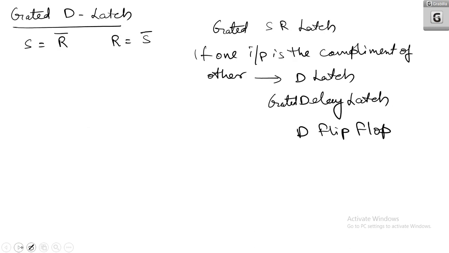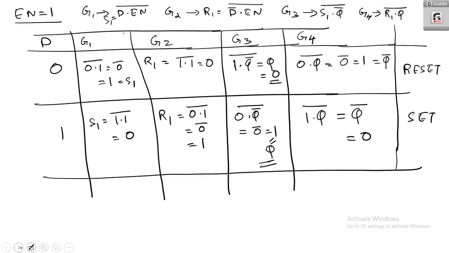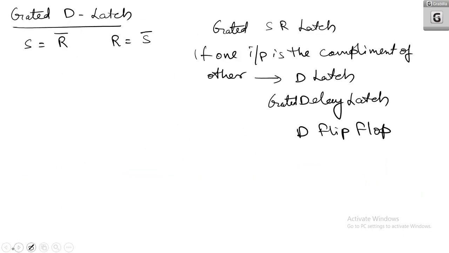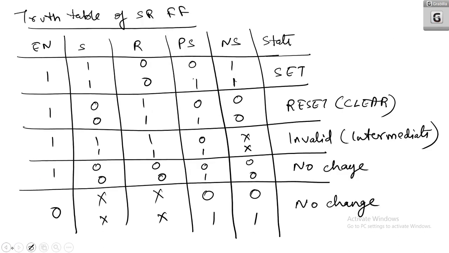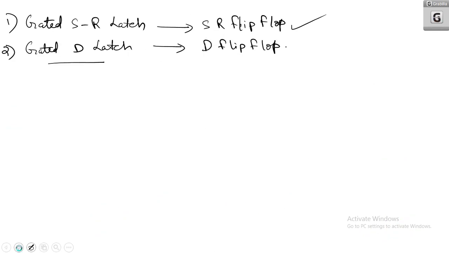Now coming into the gated D latch, S is equal to R bar. We have drawn the basic logic diagram of a D flip flop and derived the expressions for it. The truth table is formed, and in the corresponding truth table we will get reset, set, and no change. In SR flip flop also you will get these cases: set, reset, invalid state, and no change. Hope you have understood the formation of this gated SR latch and gated D latch.